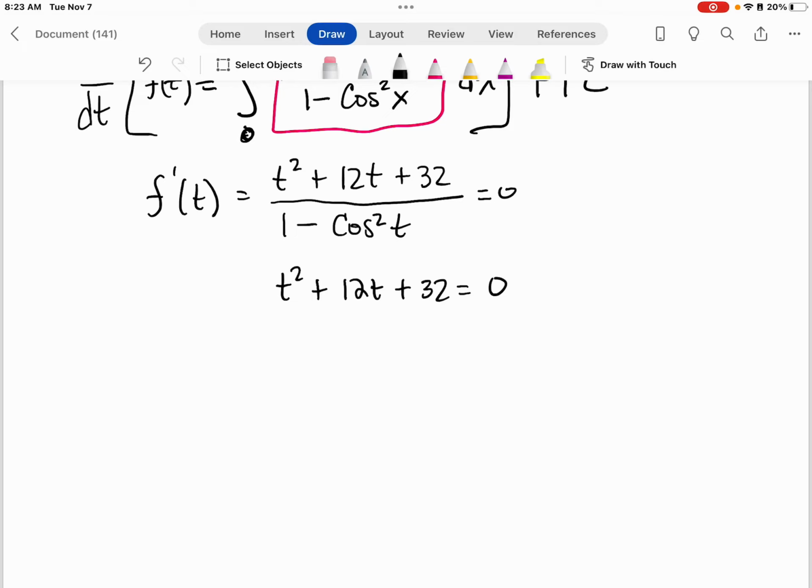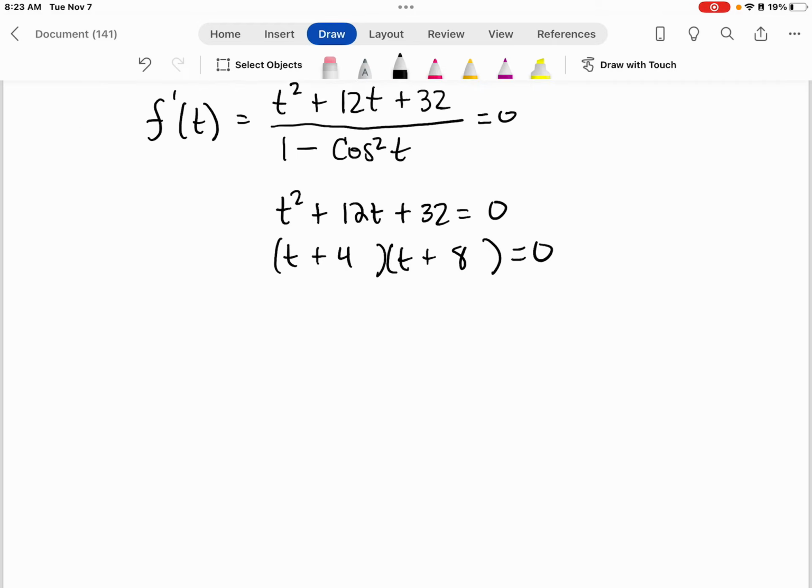So this function is very easily factorable. If you don't want to factor, you can use the quadratic formula or complete the square method. But this one factors nicely. So I'm looking for what would multiply to give me 32, but add to give me 12, which would be 4 and 8. So my two possible answers are t is equal to -4 or t is equal to -8.